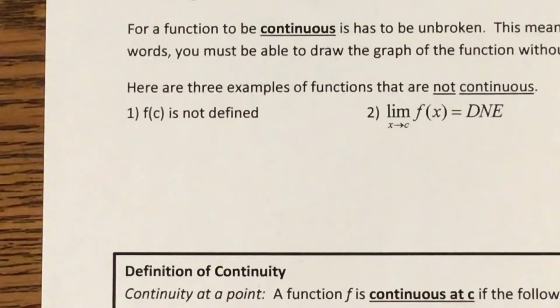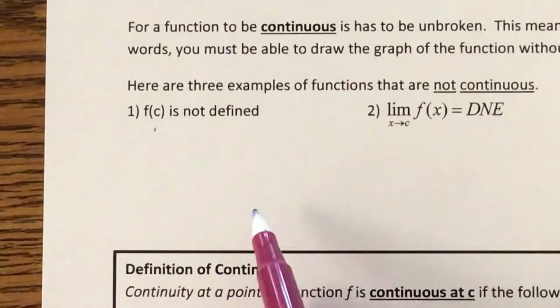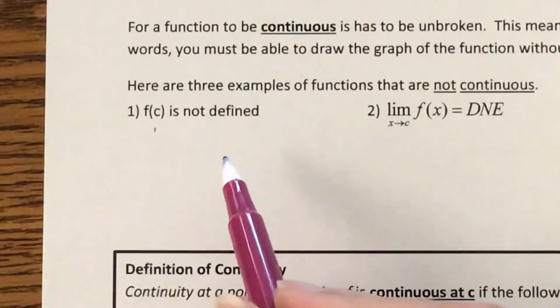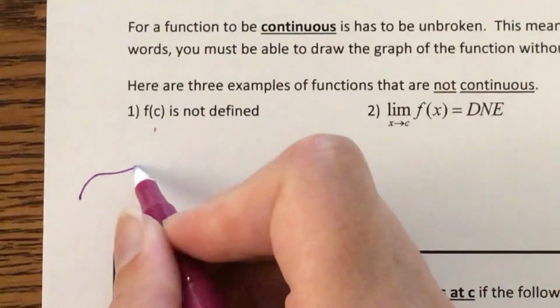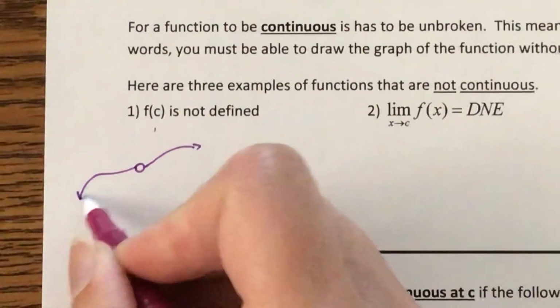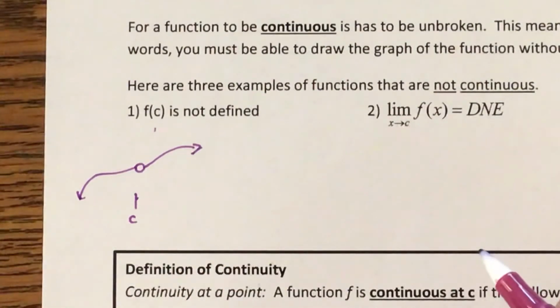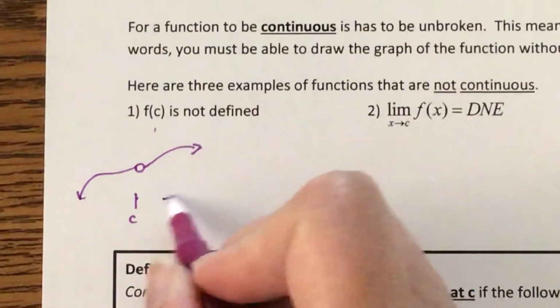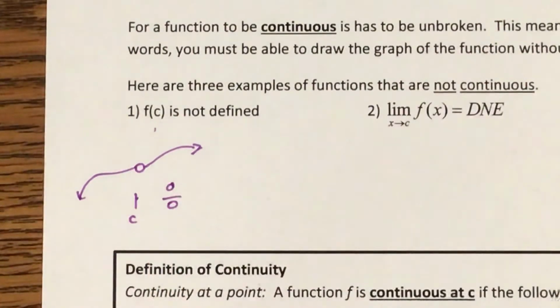Okay, so to start off on this guy, we have f of c is not defined. Not defined means that for that x value, there is no y value. There's no actual point there. So we've seen pictures of this before. A hole in the graph at x equals c would mean that your function is not defined. Okay, that's where your denominator equals 0 and your numerator also happens to equal 0.